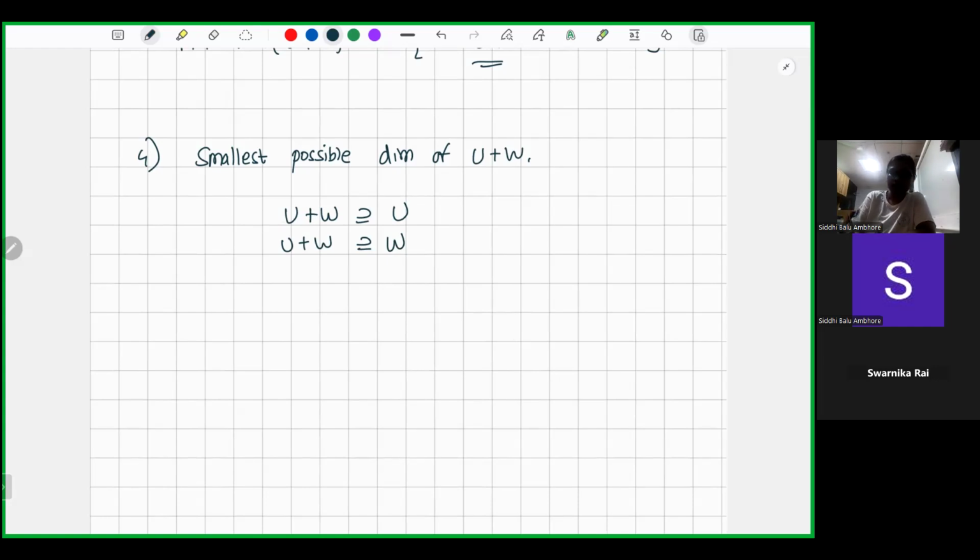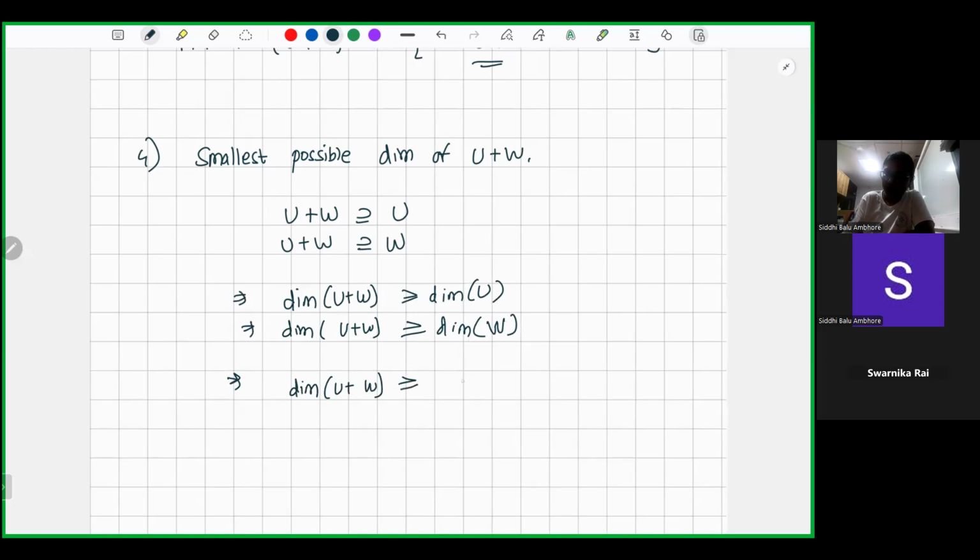Right. So if that is the case, then dimension of U plus W is less than or equal to dimension of U, and this implies dimension of U plus W is less than or equal to dimension of W. So then this implies that dimension of U plus W will be greater than or equal to the minimum of these two, right? Or maximum. Oh, sorry. It must be greater than or equal to both of them. So it will be the maximum.